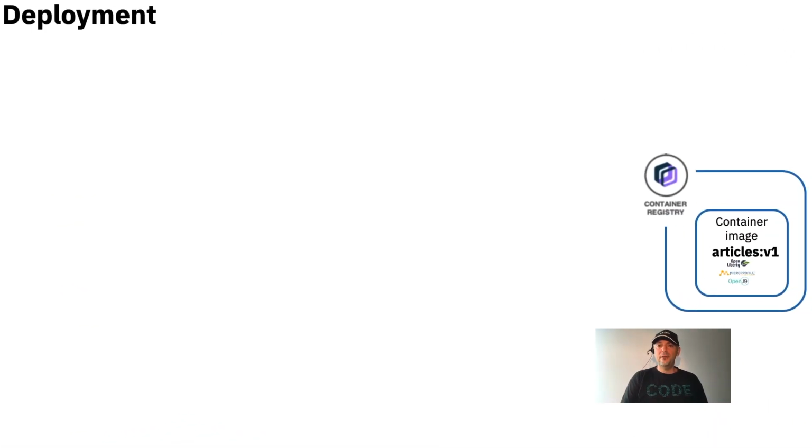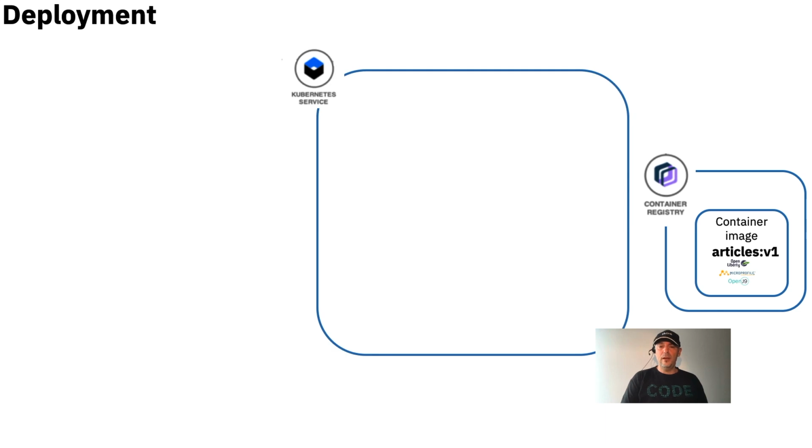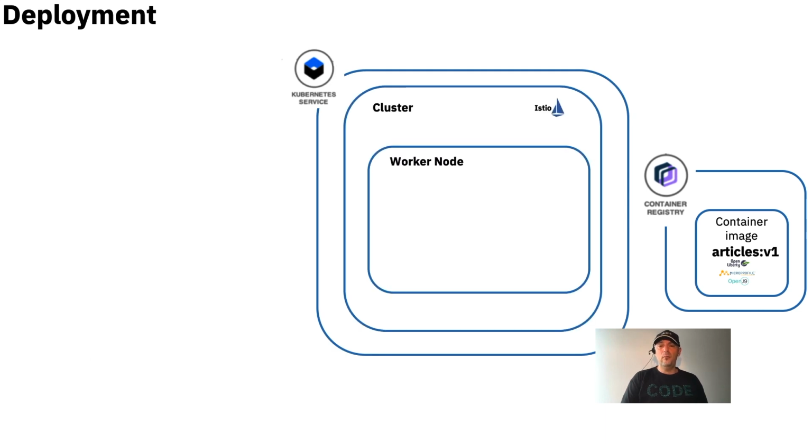Let us have first a simplified view at what we need for the deployment and what we already have in place. We have an existing articles container image in the IBM Container Registry. We have a Kubernetes service on IBM Cloud. We're using a free cluster with one worker node.